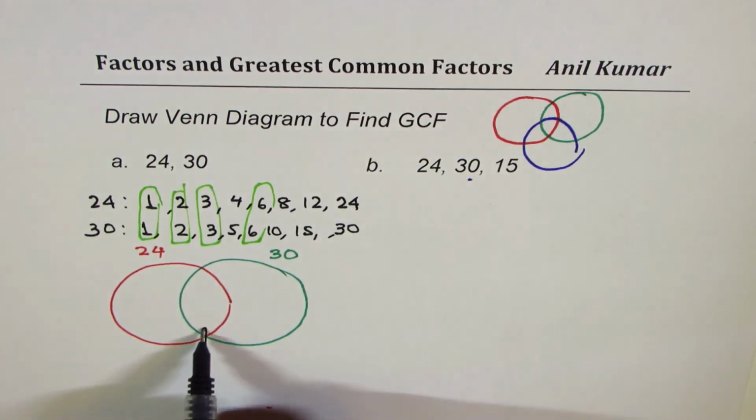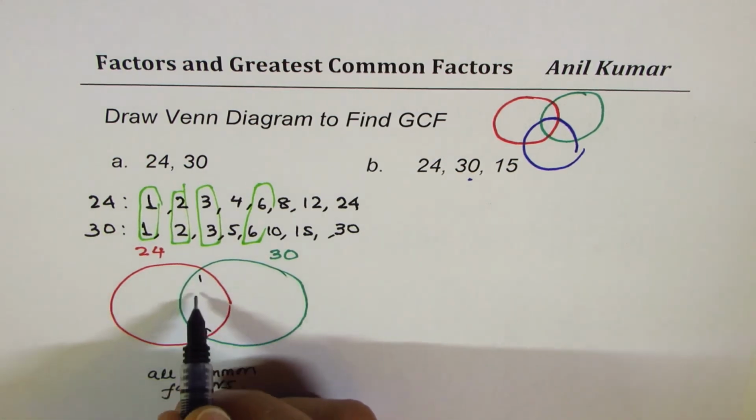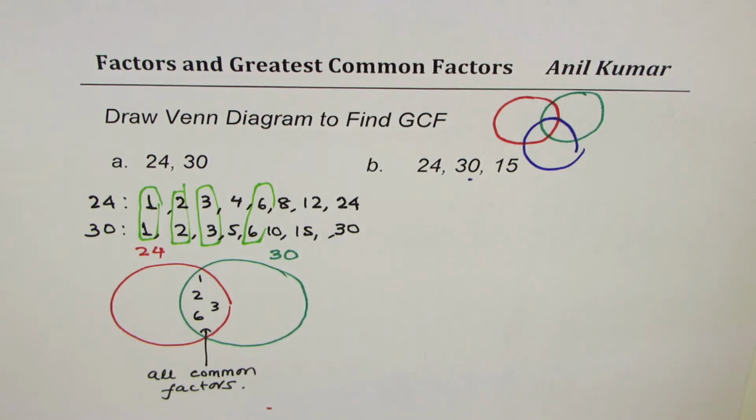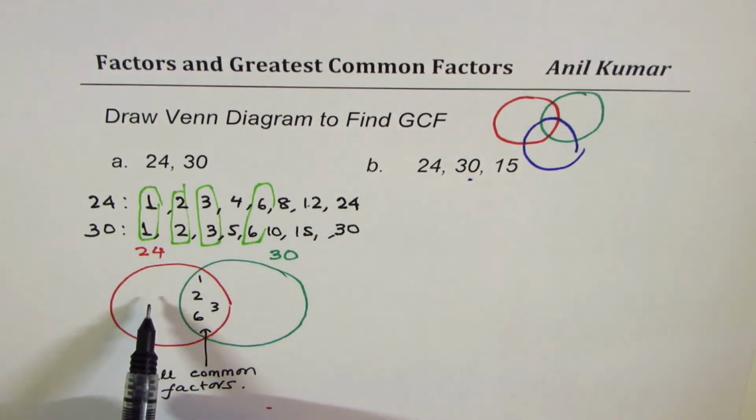So here, what will go in? All common factors. So the common factors are, as you can see, 1, 2, 3, and 6. So we have filled in the common factors. Whatever is left will go on the other side.